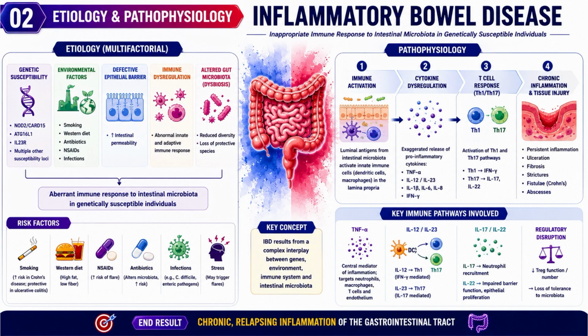Now, coming to the pathophysiology, luminal antigens from the intestinal microbiota activate immune cells like dendritic cells and macrophages in the lamina propria. This leads to exaggerated release of pro-inflammatory cytokines. T helper cell pathways become activated. Th1 cells produce interferon gamma, while Th17 cells produce IL-17 and IL-22, ultimately leading to chronic inflammation and tissue injury, causing persistent inflammation, ulceration, fibrosis, strictures, fistulas, and abscesses.